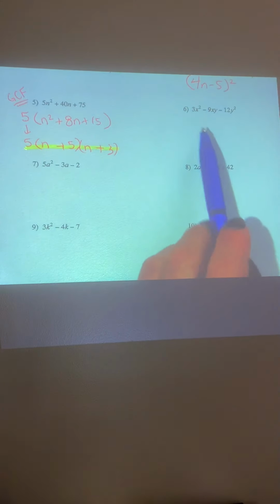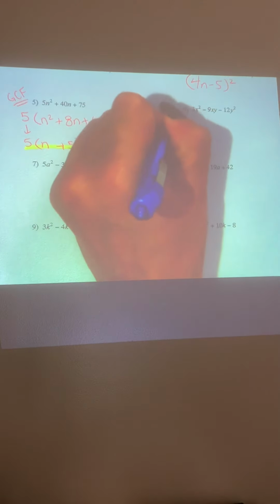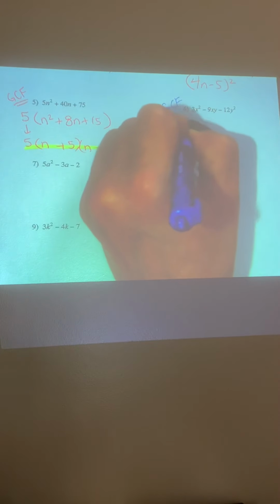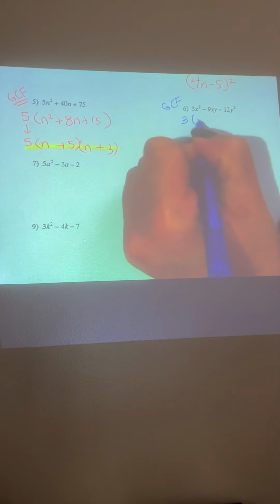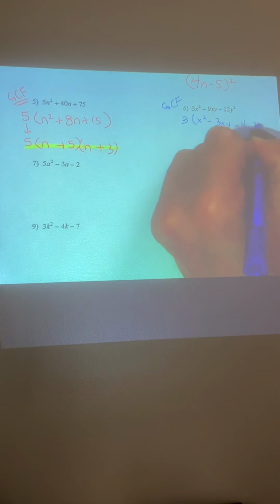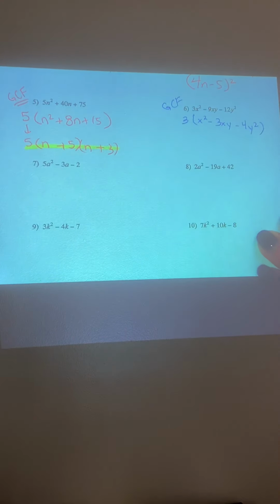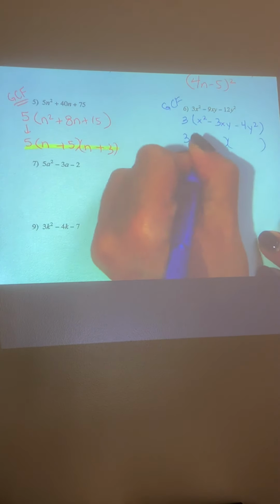Okay, let's try number 6. I'm going to try to factor, but hey, I can take out again a greatest common factor, which is a 3. I'm left with x squared minus 3xy minus 4y squared. Okay, I bring down the 3 and I factor.